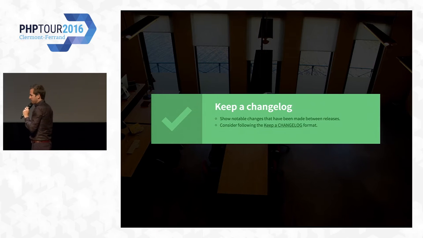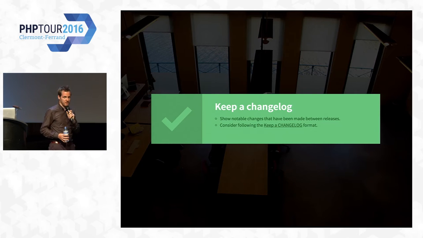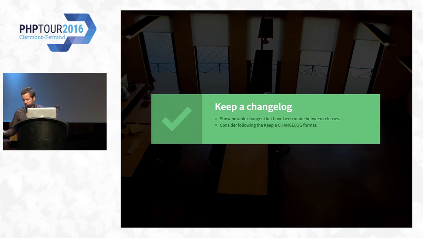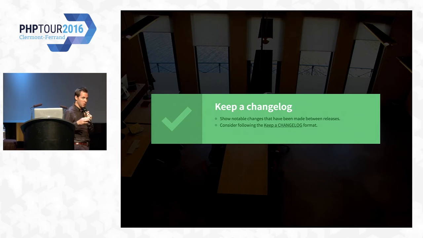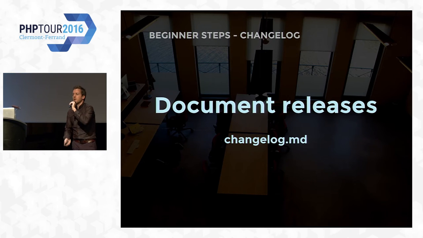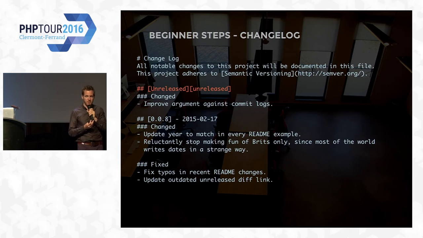Keep a change log. Your code is going to evolve over time, and people need to know what has been added or changed or fixed. So if you have a changelog.md file, people can see what has changed without going into your code. There are different types of change logs, different formats. This is one.